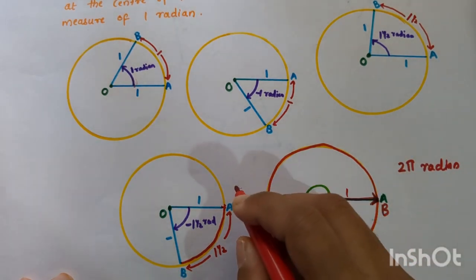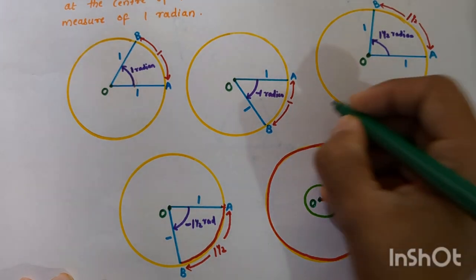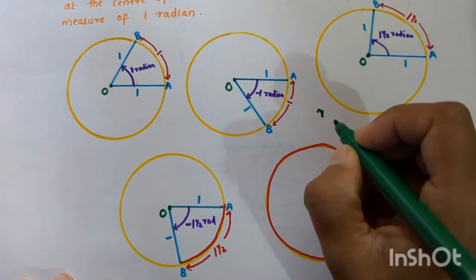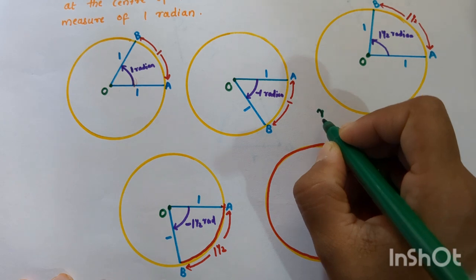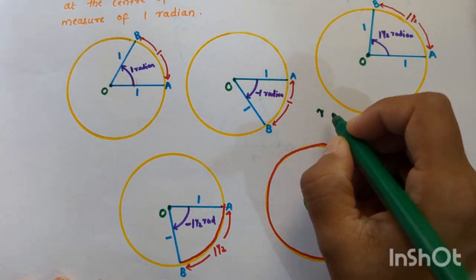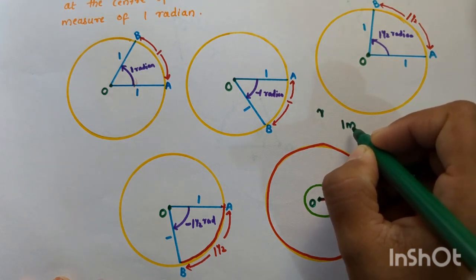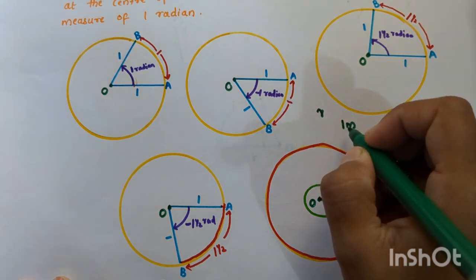In general, if you consider a circle of radius r, an arc of length r will subtend an angle of 1 radian. So in a circle of radius 1 meter, an arc of length 1 meter will subtend an angle of 1 radian.